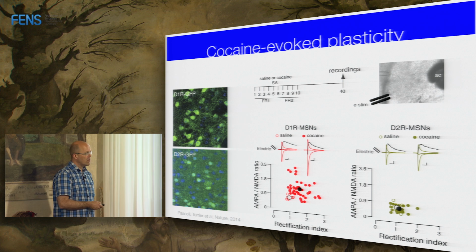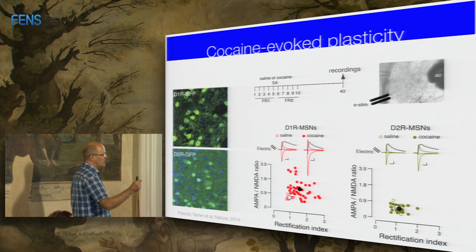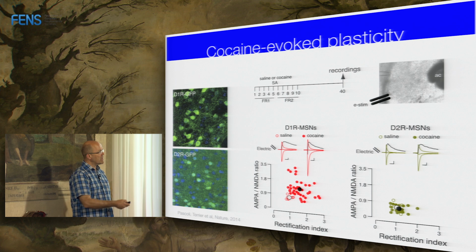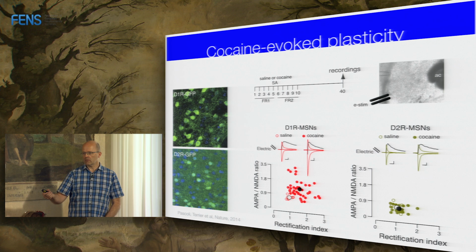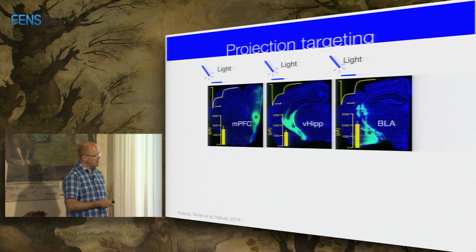While we have a good understanding about which neurons downstream are changed, the way these experiments are done with electrical stimulation in the slice did not allow us to resolve which input underwent that change. Okay? So we repeated these experiments with what we call, and others also call, projection, optogenetic projection targeting.